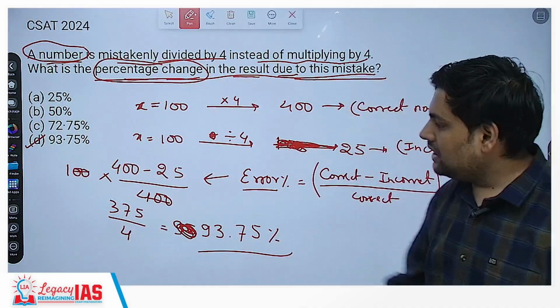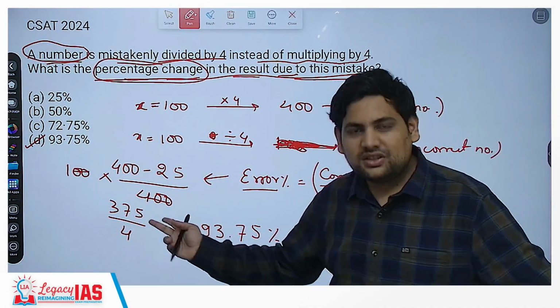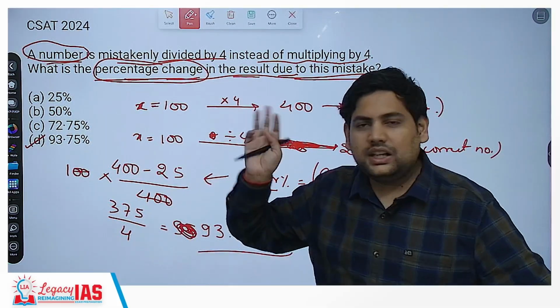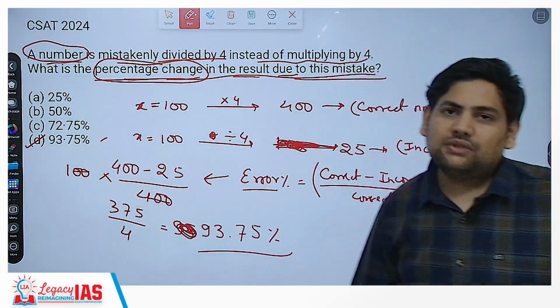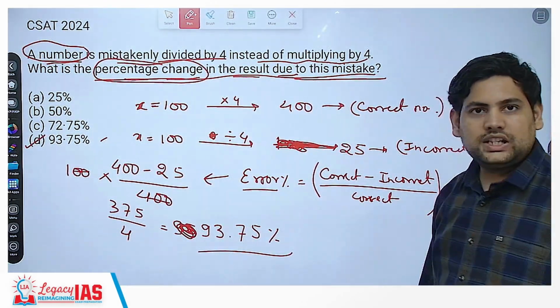Also, just by seeing 375 by 4, you know that 400 by 4 is 100. 375 is just a little less. So it will be around 90%. So you could have marked it directly. Understood? Easy? Then.